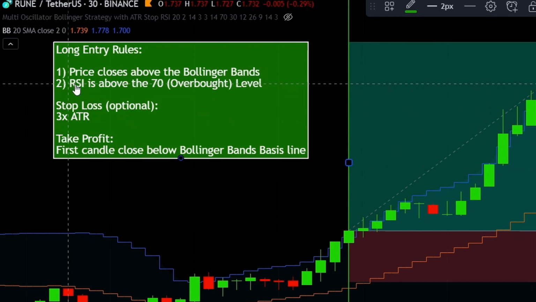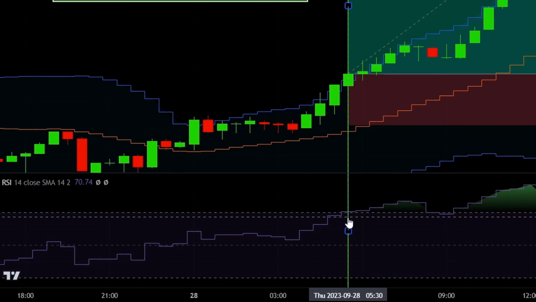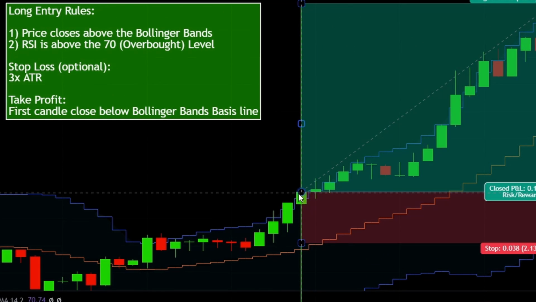The second condition is that the RSI needs to be above the 70 level, which is the overbought level. If you take a quick look on the RSI, on the signal candle, the RSI value is 70.74, so it's above 70. So this is a valid long entry signal.